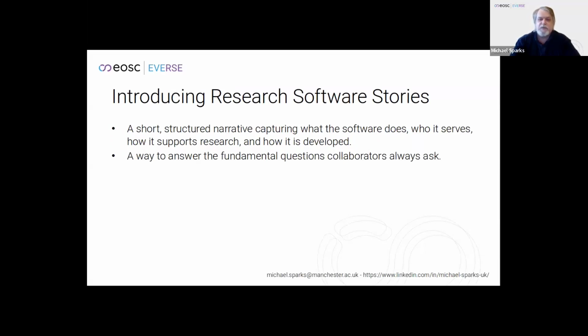So this is where research software stories come in. A research software story is a short, structured narrative. It captures the essentials of your project: what it does, who it serves, how it's developed, and how it supports your research. It's not a technical manual. It's not a full set of documentation. It's not a marketing document. More, it's a spider's web document. It's the thing that sits at the center that points you at all of these different things. It's a way of answering in one place the questions that collaborators, funders, reviewers, and newcomers always ask, the questions that sit beneath the surface of almost every project as fundamental working assumptions.